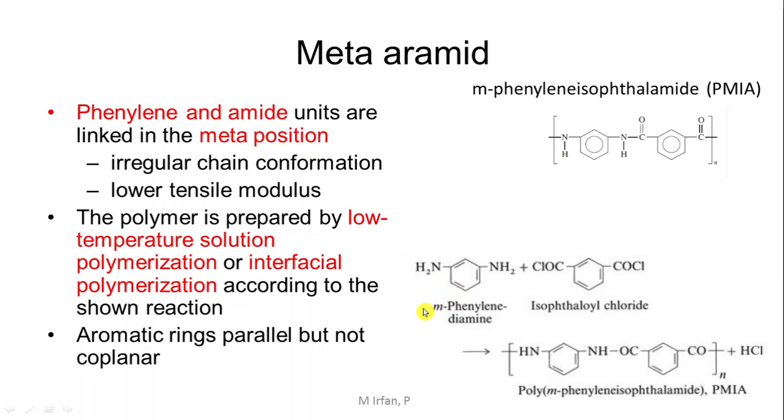We can see the reaction where metaphenylene diamine monomer reacts with isophthaloyl chloride monomer and poly(metaphenylene isophthalamide), meta-aramid, is obtained, along with generation of hydrogen chloride. The polymer is prepared through low temperature solution polymerization or interfacial polymerization according to the reaction shown here. Aromatic rings in the structure of meta-aramid are parallel but are not coplanar.